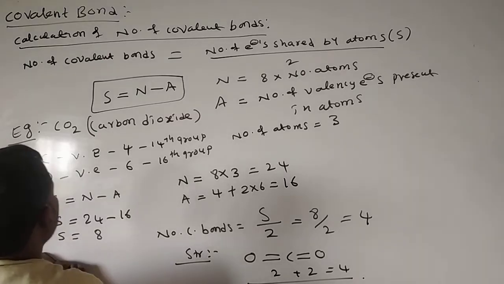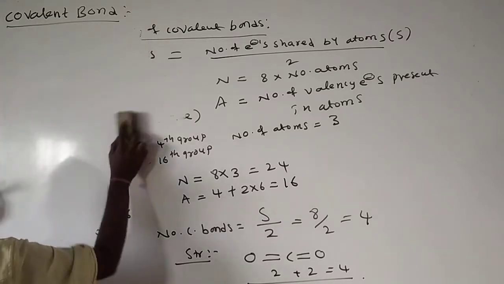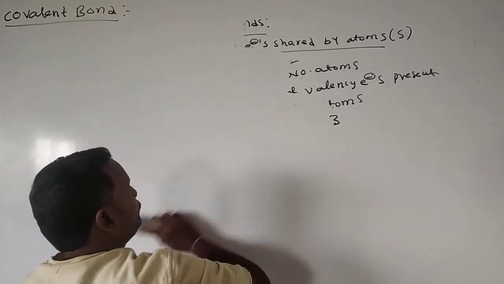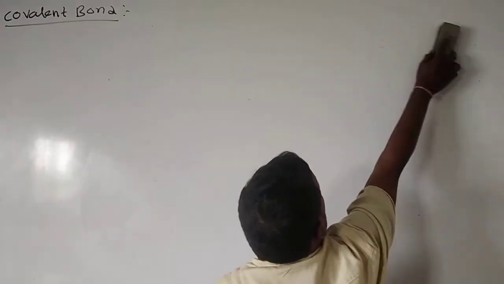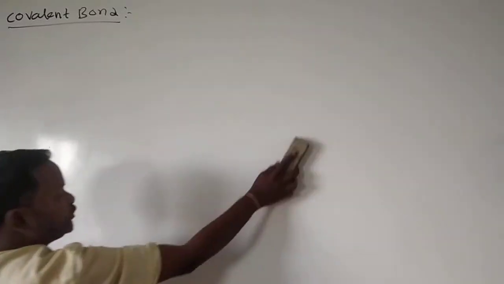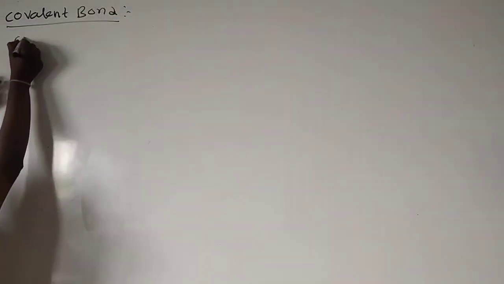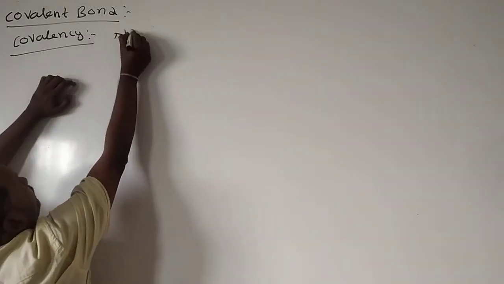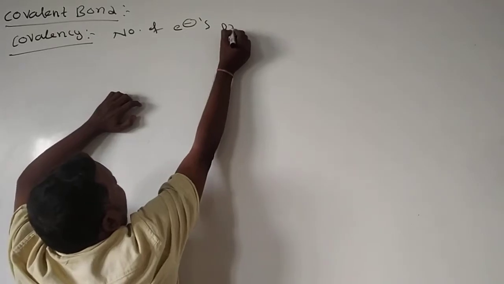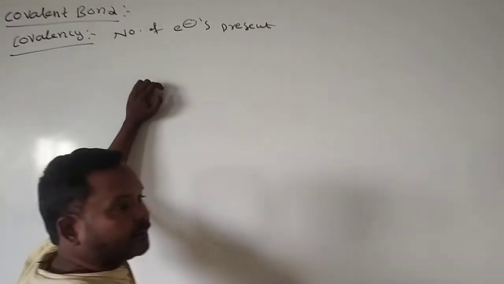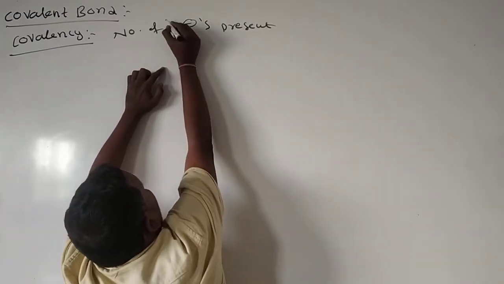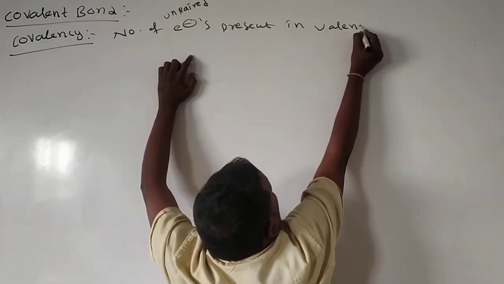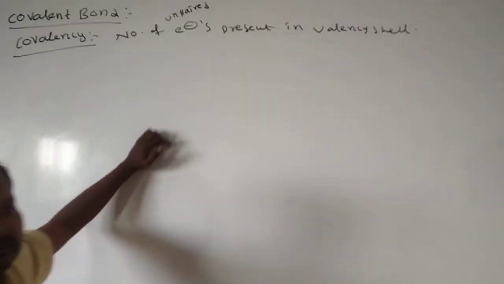Next, in continuation, we will see the meaning of covalency. Yesterday we discussed covalency. Covalency is nothing but the number of unpaired electrons present in the outermost orbit, the valence shell. We call that covalency.